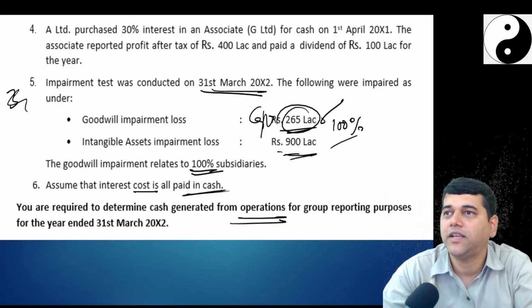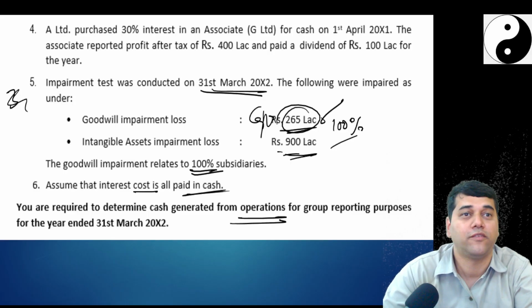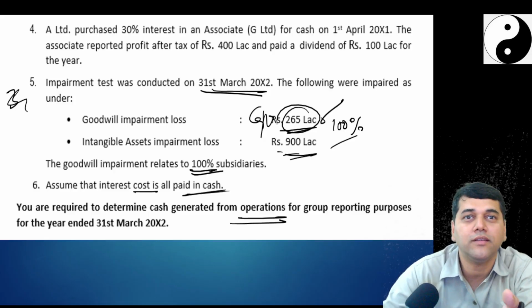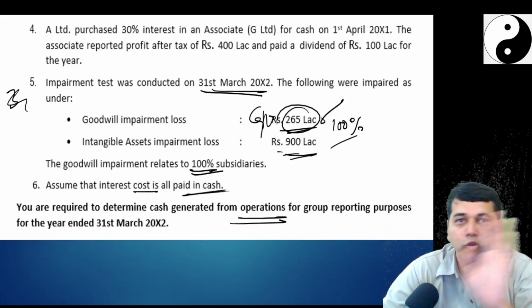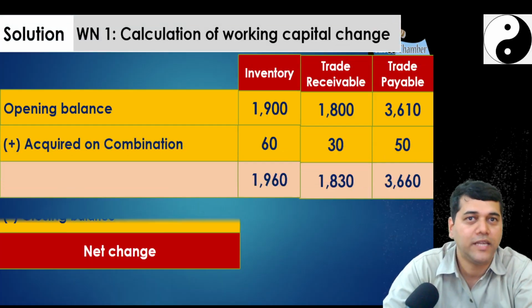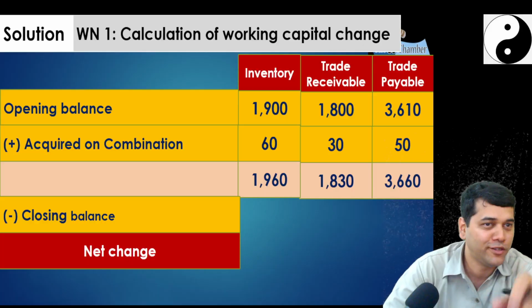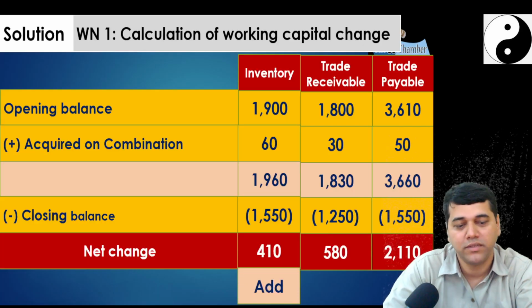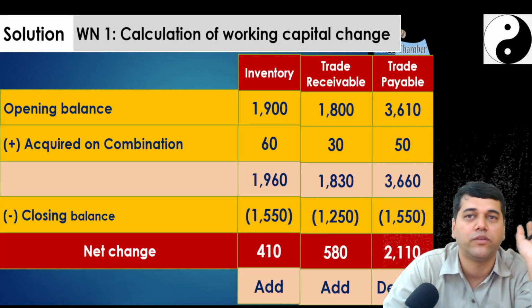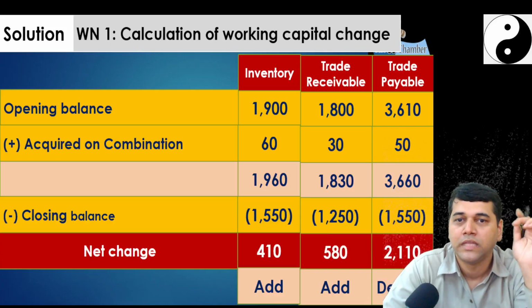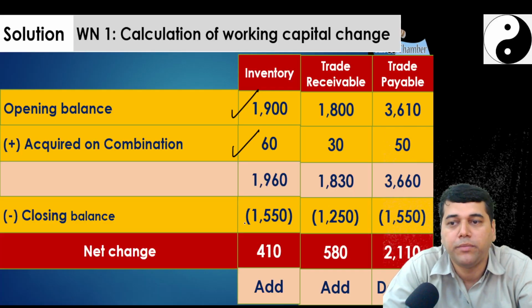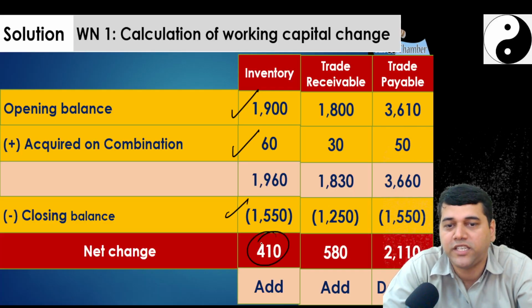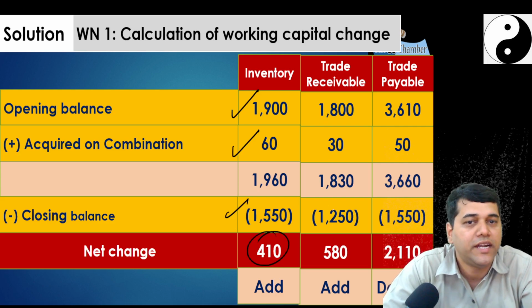After you solve this problem, you will wonder, sir, what is this question? This is nothing. Because I am not going to solve this step by step, you only will solve this. Did you get this number? 410, 582, 110. Because your opening balance of the inventory was there, acquired on combination, minus closing balance. Net change is 410. Trade receivable, trade payable.